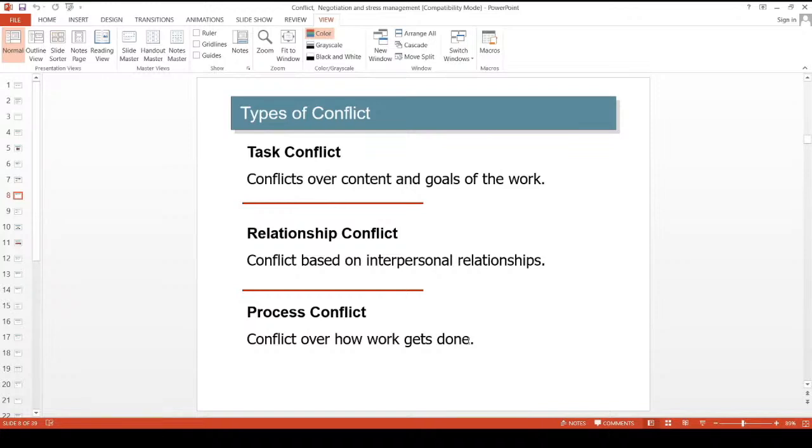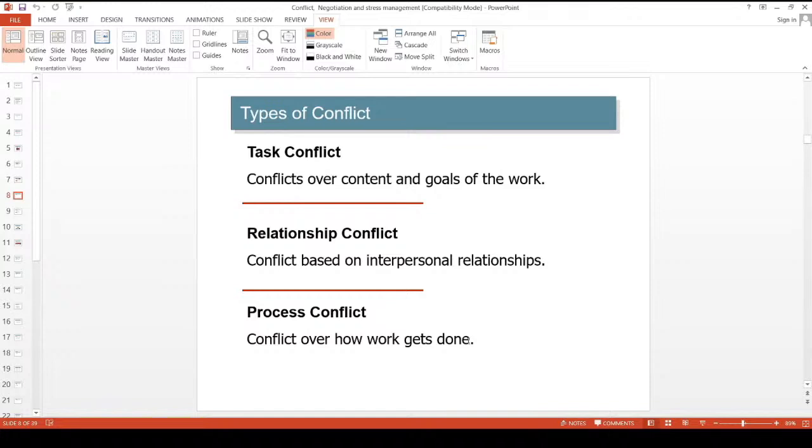The second conflict type is the relationship conflict. Relationship conflict focuses on interpersonal relationships. These conflicts are almost always dysfunctional. This sort of conflict is usually dysfunctional, so it should be avoided for the good performance of the organization. It is dysfunctional and it is not good for the organization.